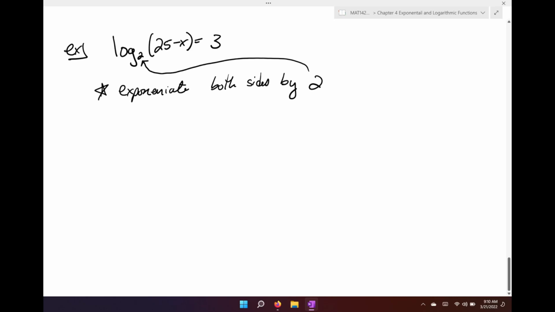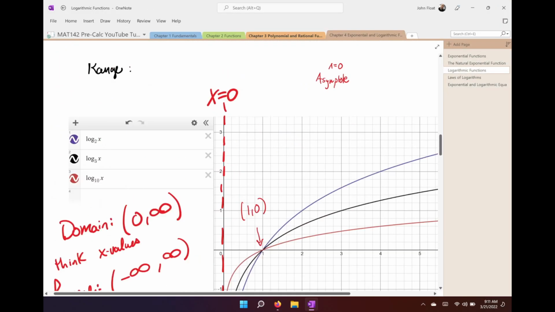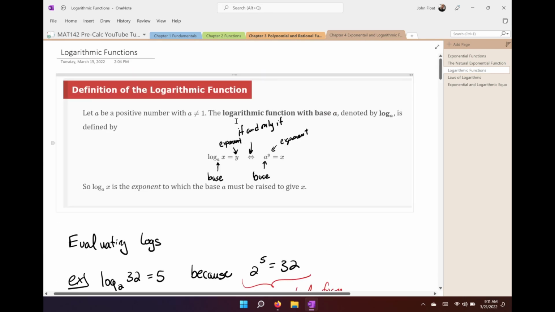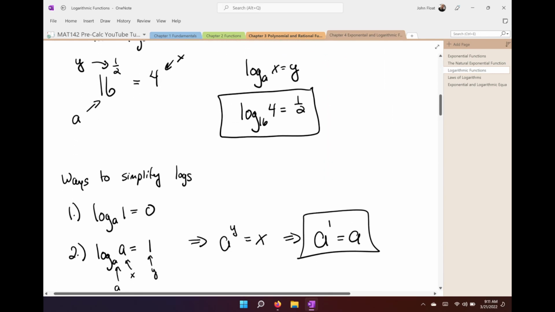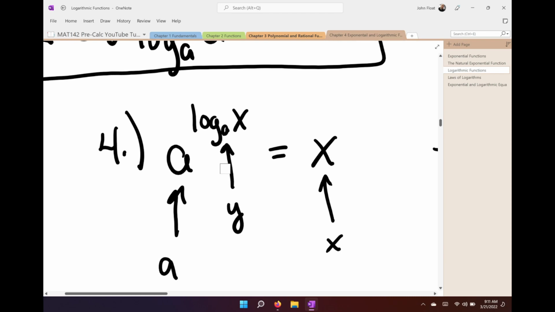So let me show you what I'm writing. 2 to the log base 2 of 25 minus x equals 2 to the third. Now, by definition, let me try to find those properties here real quick. I think they're back here in section 3. Where are all those properties? Here it is right here. Property number 4. Let me just erase this. There we go. So if we look at property number 4, I want you to notice something.